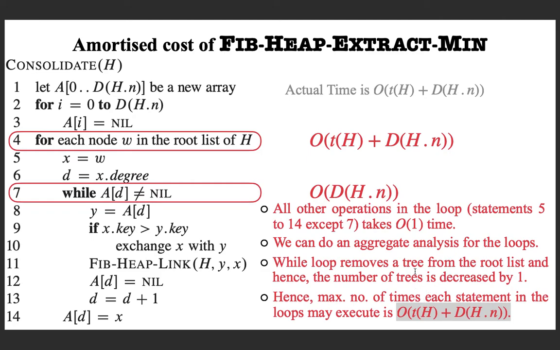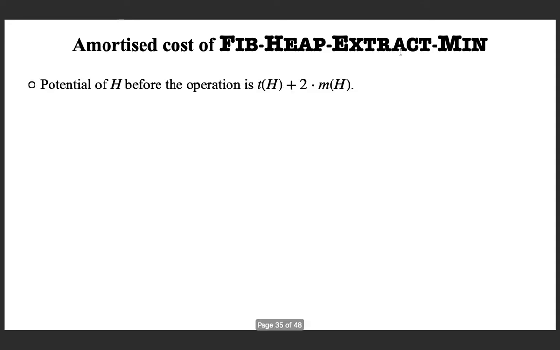We have made an aggregate analysis, but for obtaining the time complexity of the operation in the amortized analysis, we are going to use the potential method. Note that in the potential method, the amortized cost is defined as the actual cost plus the potential difference, and hence we need to find the potential difference. By definition, before performing the deletion, the potential is the number of trees in the original heap instance plus 2 times the number of marked nodes in the original instance.